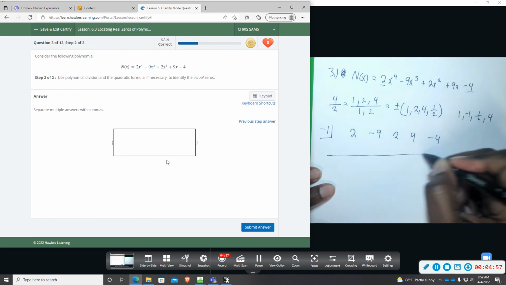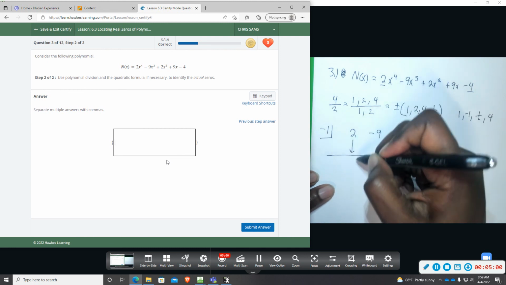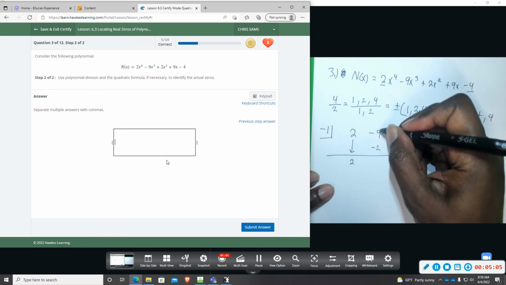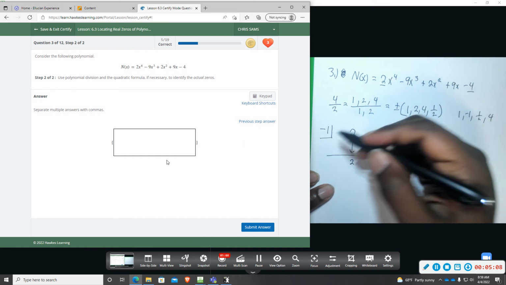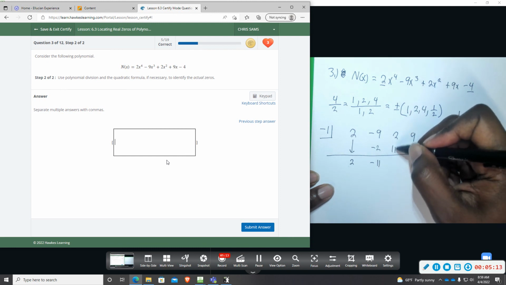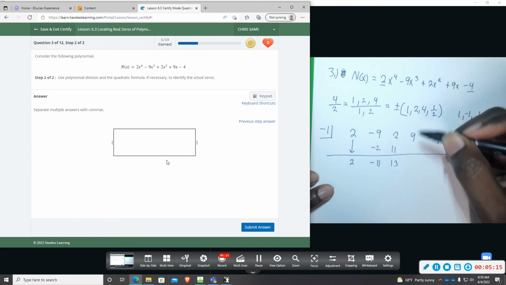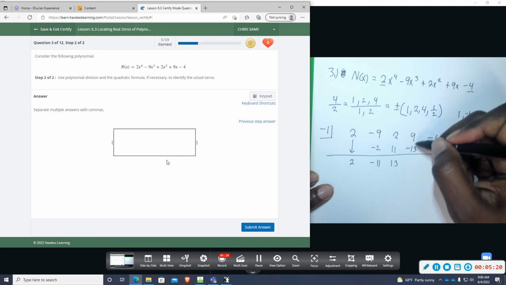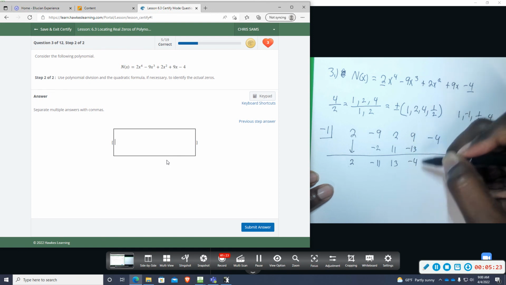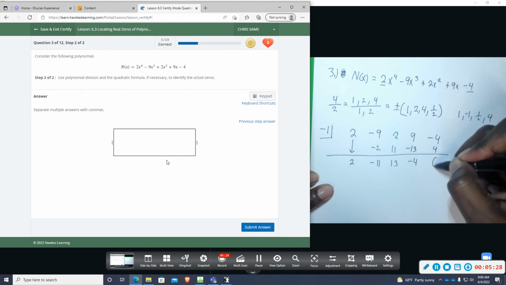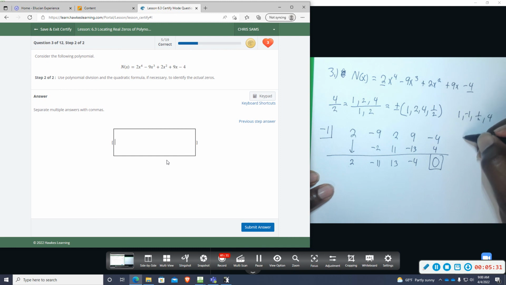Draw a line, bring your first term straight down. Negative 1 times 2, negative 2, combine, negative 11. Negative 1 times negative 11 is a positive 11. Combine, and we get 13. Negative 1 times 13 is negative 13. Combine, and we get a negative 4. Negative 1 times negative 4 is a positive 4. Combine, we get 0. So x equals negative 1 is a 0.